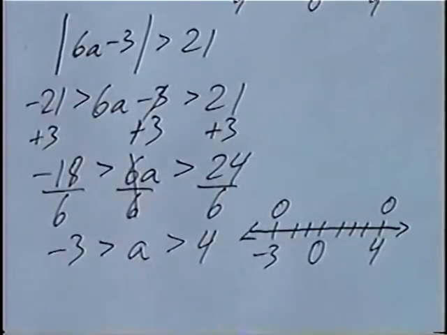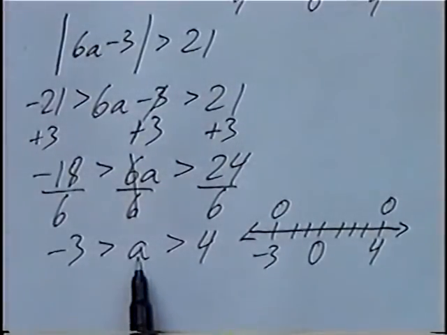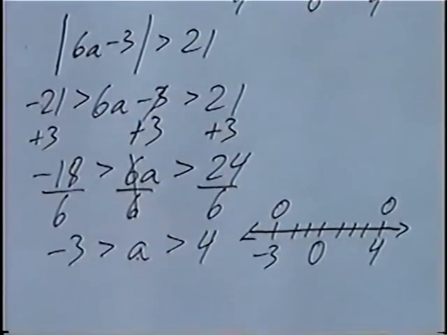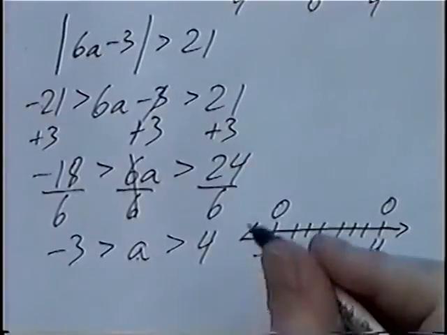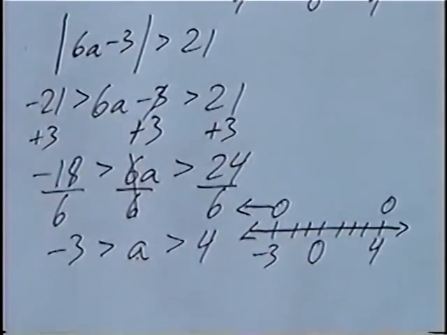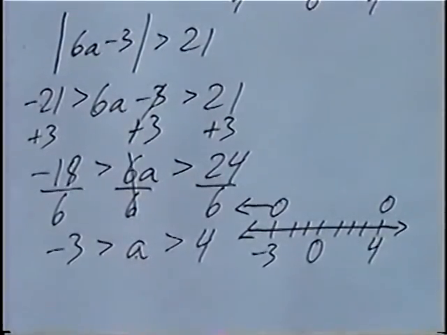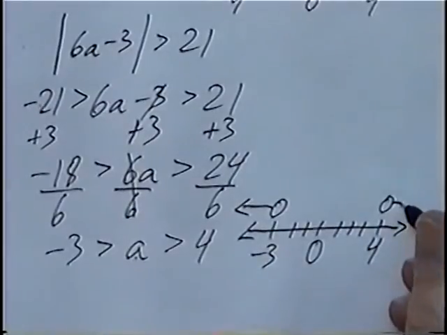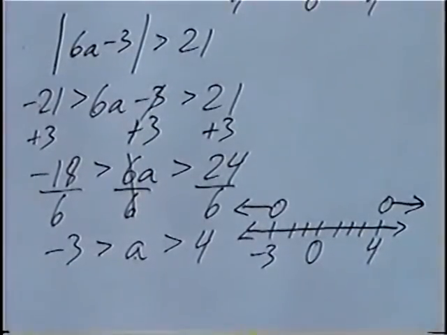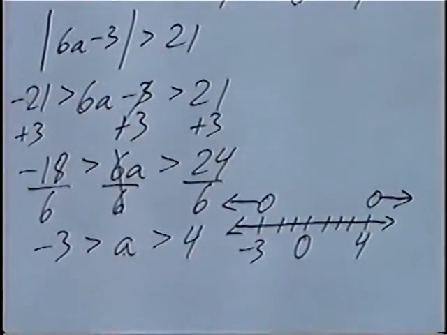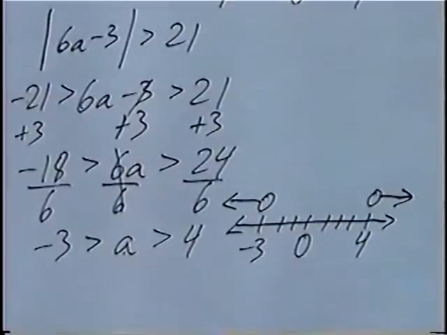For the directions on the line, -3 is greater than a. -3 greater than a means -3 is bigger, a will be smaller, or a is less than -3. Less than -3 would go to the left. And the second part, a is greater than 4. Greater than 4 would go to the right. So in this case we have our two numbers, -3 and +4. The solutions though are all the numbers less than -3 or all the numbers bigger than +4.